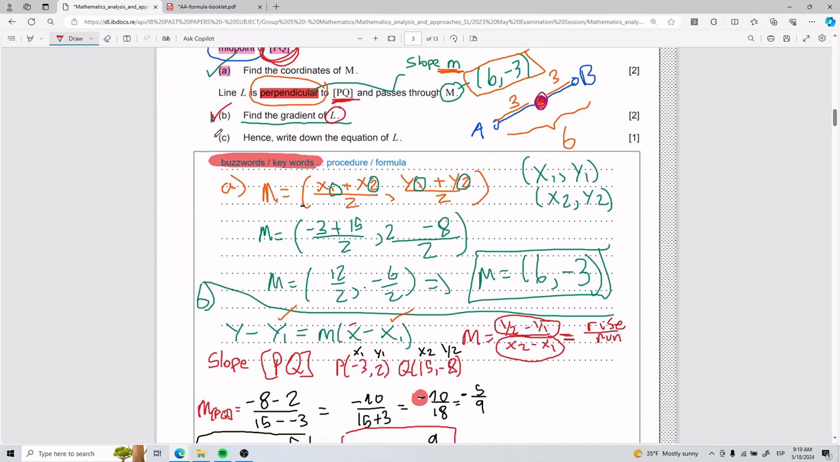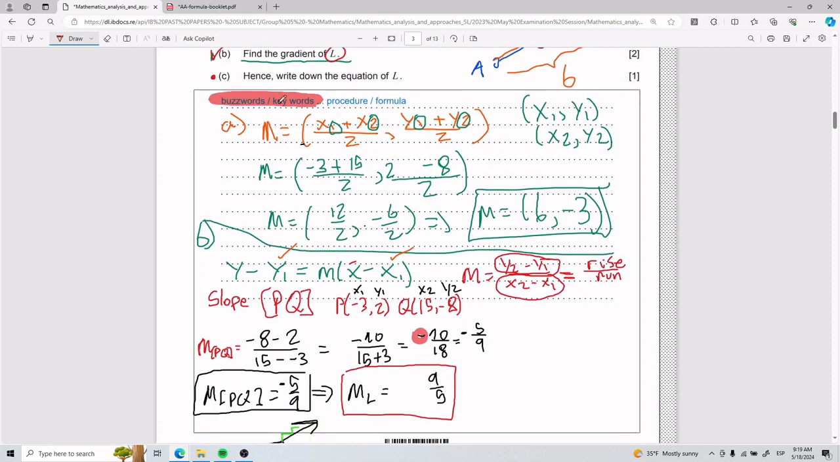And last but not least, you need C. Hence, write down the equation of L. Now, I told you guys way earlier, I did get a little bit ahead of myself, but for writing down the equation, the best, in my opinion, is the point slope form. The point slope form needs a point and a slope. The point, I already have, because as I mentioned earlier, the point we're going to be using is the midpoint. And the slope you're going to be using is the one we just found, right? So for part C, you just need to plug all of that in.